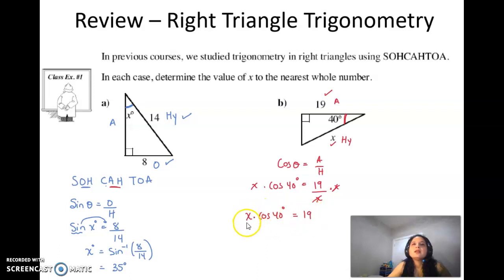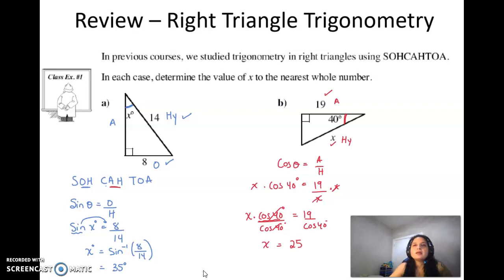And now to isolate our x, we have to take this to the other side. That means divide both sides by cos 40. And when we input this in our calculator, we should get 25. So x is 25.